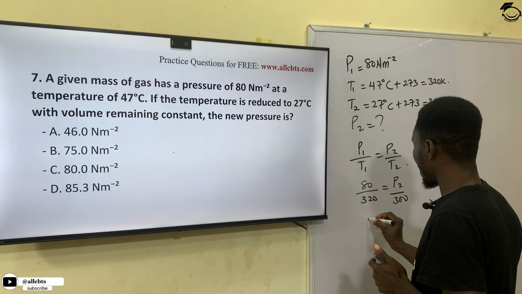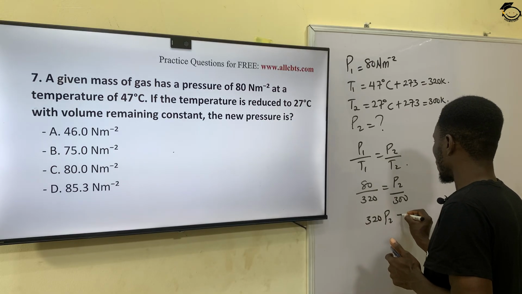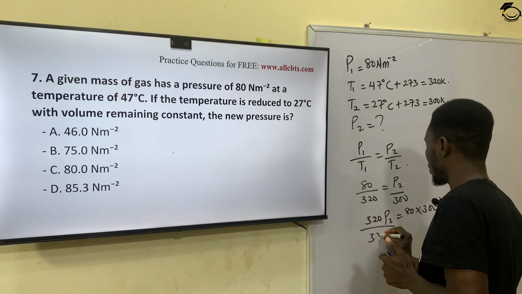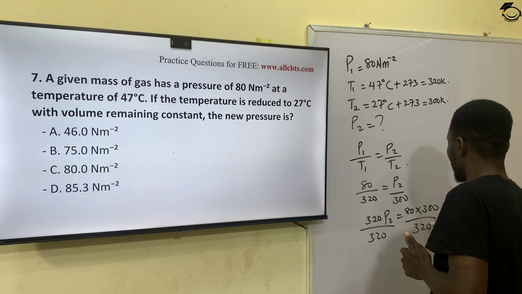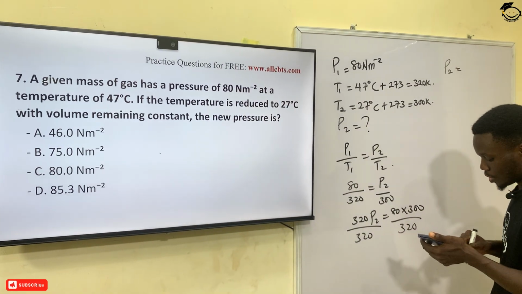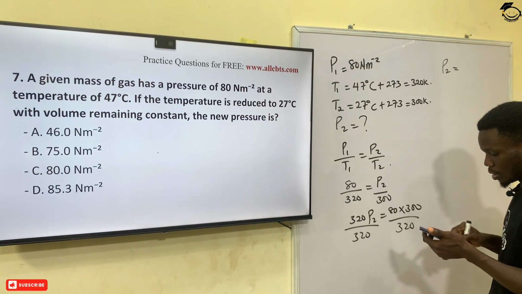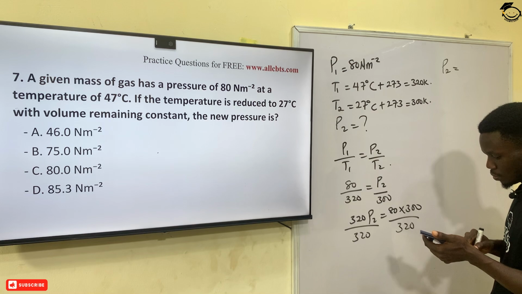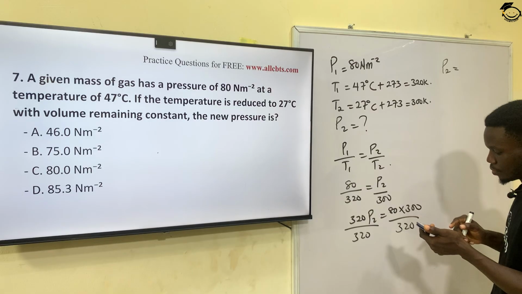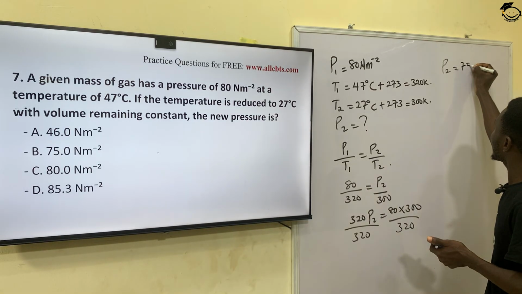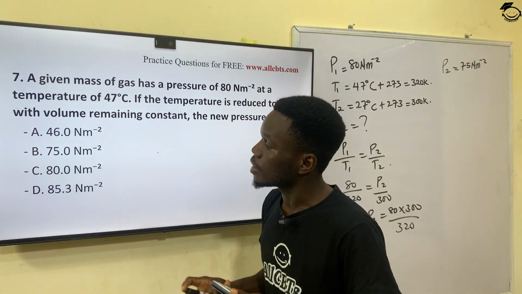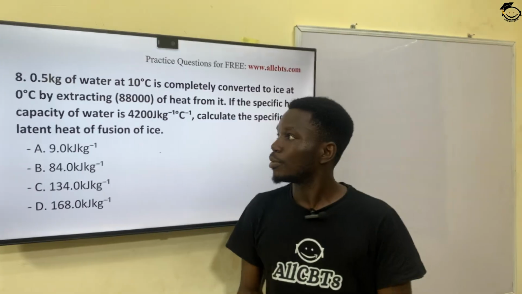If I cross multiply here, I have 320 P2 is equal to 80 times 300. I divide both sides by 320. It means that my P2 is going to be equal to 80 times 300 divided by 320. So it means that my P2 is 75 Newton per meter square. It means at the end of the day, my correct answer is option B. Okay, moving on to question number 8.